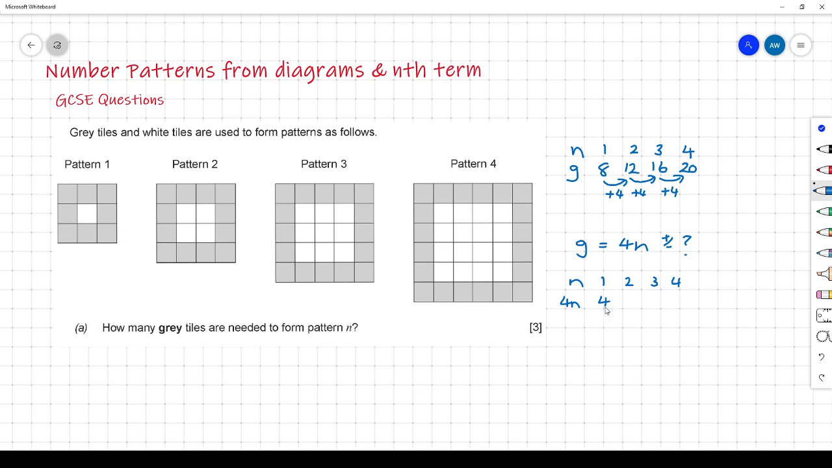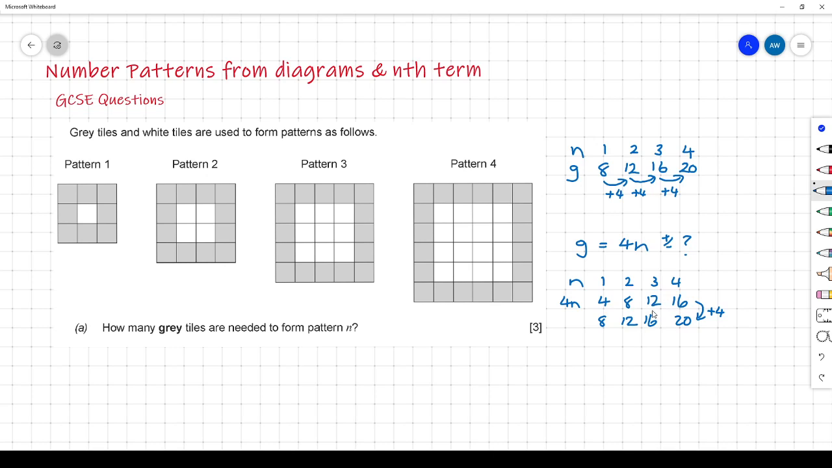4 times 1 is 4, 4 2s are 8, 4 3s are 12, 4 4s are 16. And then we write the sequence we want underneath that and compare. We want 8, we want 12, we want 16, and we want 20. So what do we need to do to 4n to get the sequence we want? We need to add 4. You can all see that, and you've all done brilliantly with the topic before that. So 16 plus 4 is 20.